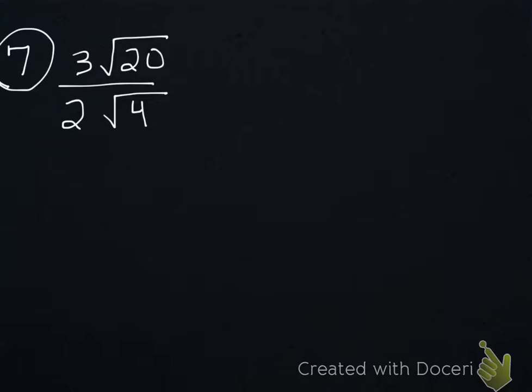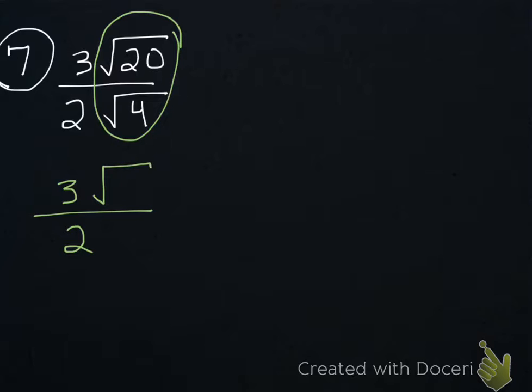Number 7. Can we reduce the 3 over 2? No. But we can reduce the 20 over the 4 because they're both under square roots. So I still have the 3 over 2 on the outside. 4 goes into 20 5 times. The 20 is on top, so the square root 5 lives on top. Do I need to rationalize? No, the radical is not on the bottom, not in the denominator, so this is the simplified solution.